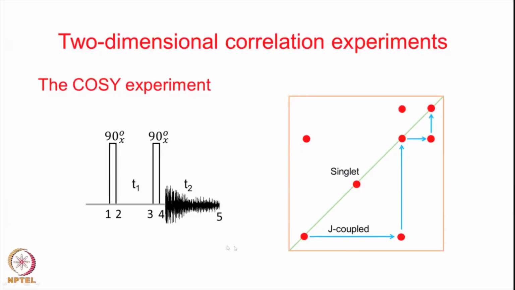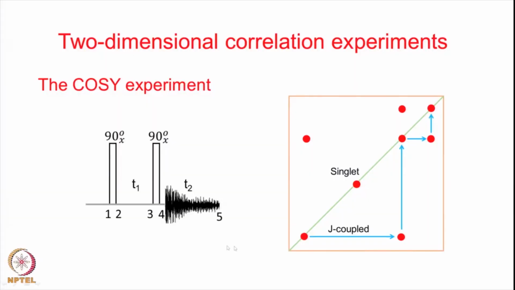So first we will look at the proton-proton correlation experiments, because in the initial years it was all homonuclear proton experiments only which were designed, and they were used for a variety of purposes. So this experiment is called the COSY, correlated spectroscopy. So the abbreviation is COSY, and it is very commonly used for all organic chemistry and biochemistry and biological chemistry and whatnot. So this experiment consists of a simple pulse sequence.